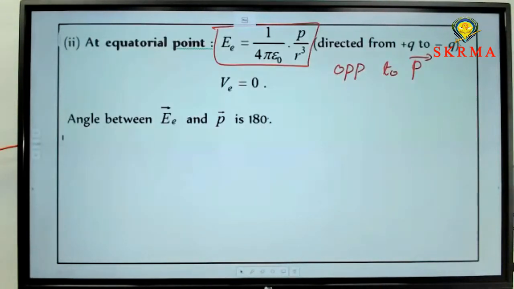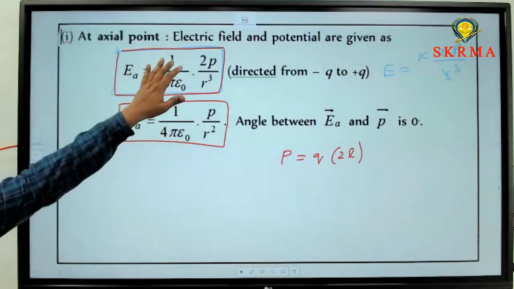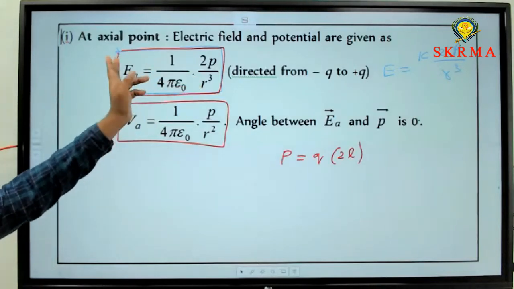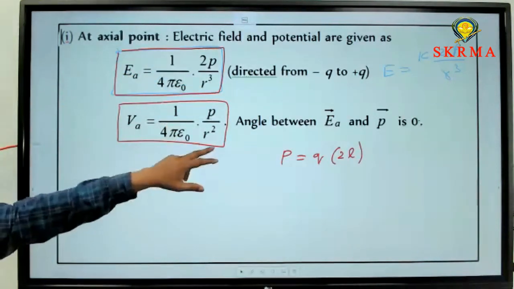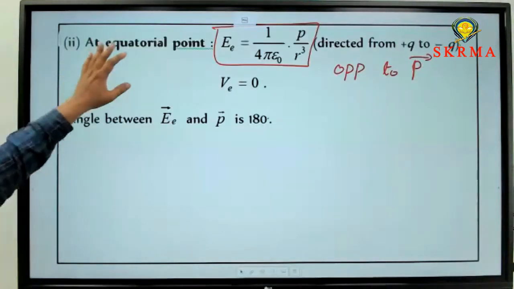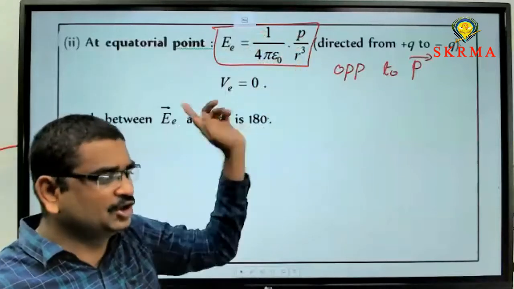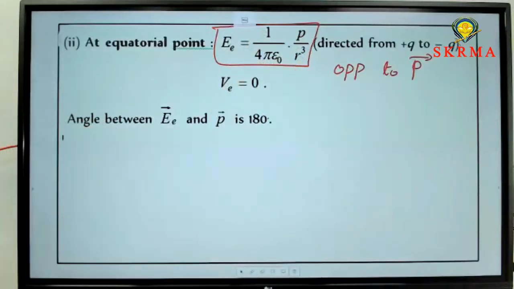Just compare these two. So axial line, what are the formulas? 1 by 4 pi epsilon naught 2p by r cube is electric field. 1 by 4 pi epsilon naught p by r square is potential. Next on perpendicular bisector, field is 1 by 4 pi epsilon naught p by r cube and potential is 0.